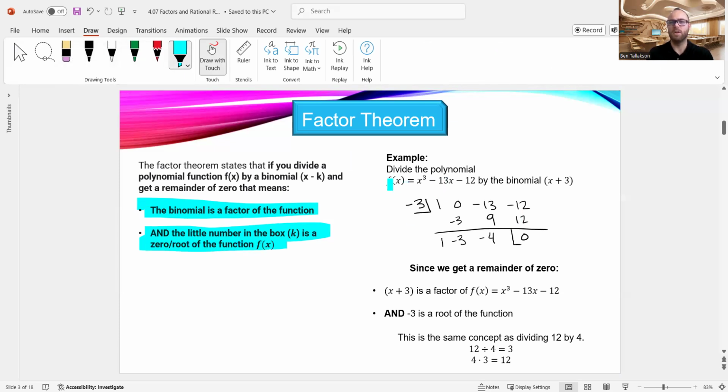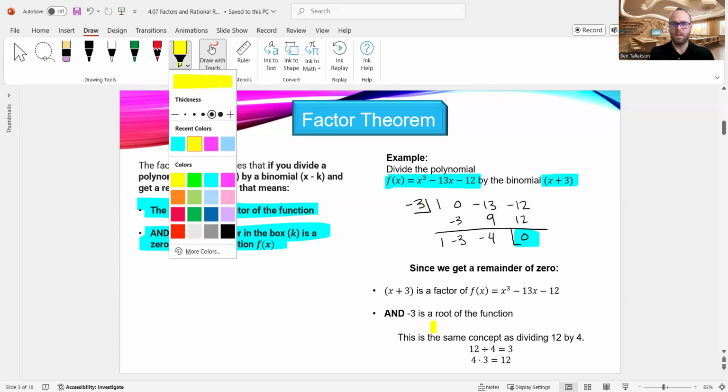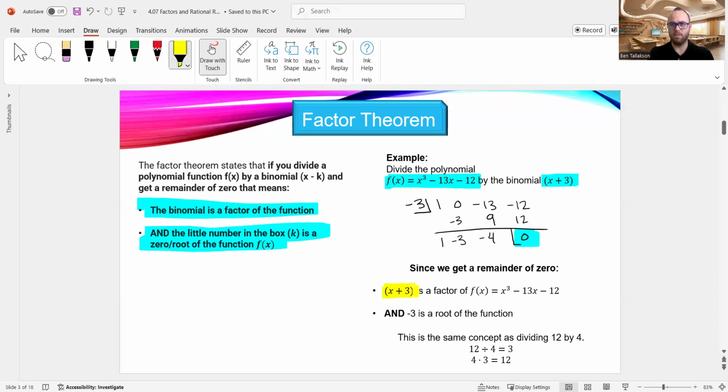So in other words, if you're asked to divide a polynomial function by a binomial in the form where x is to the power of 1 plus or minus a constant, and you get a remainder of 0, again, that means two things. It means x plus 3, the divisor, is a factor of this polynomial, and it also means the number in the box, -3, is a root. And that makes sense, right? Because if you set the factor x plus 3 equal to 0 and solve for x, you would get -3.